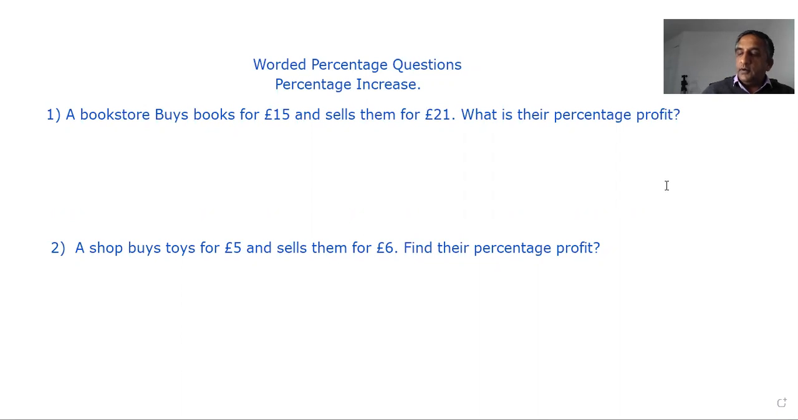So if we talk about, for example, question number 1, here it says a bookstore buys books for 15 pound and sells them for 21 pound. What is their percentage profit? So we have to find their percentage profit. The formula you need to learn for percentage profit is percentage increase. This is very important to learn, and if you can make a note of it, it will be better.